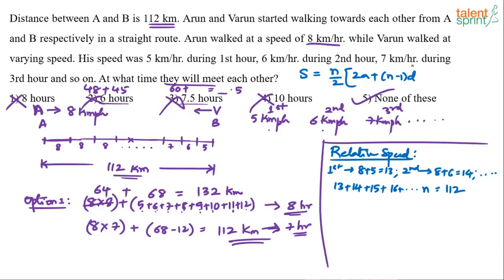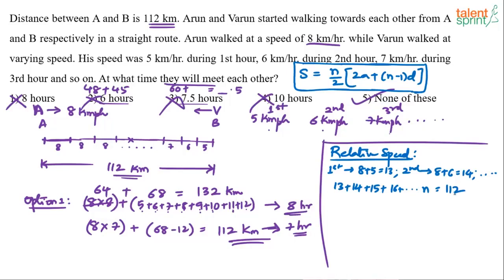Now this is one formula that you have to remember. As such, progressions is not a part of our syllabus, but this formula would be helpful. S is the sum, n is the number of terms, a is the first term, d is the common difference. So the sum of all the terms is given as n by 2 into 2a plus n minus 1 into d. You getting it? So you have to now find out what is the value of n.